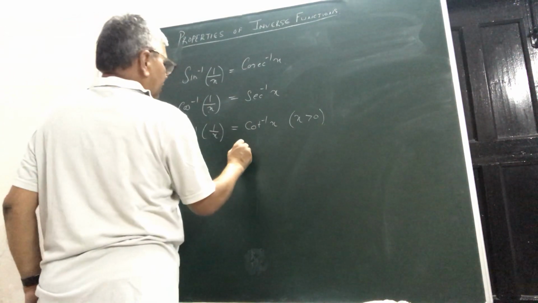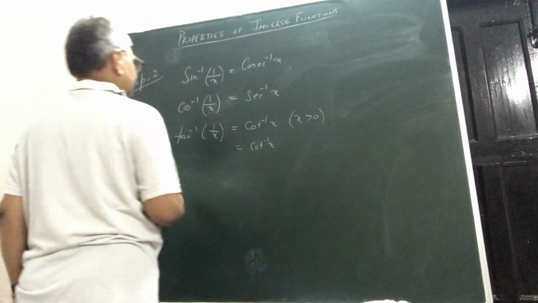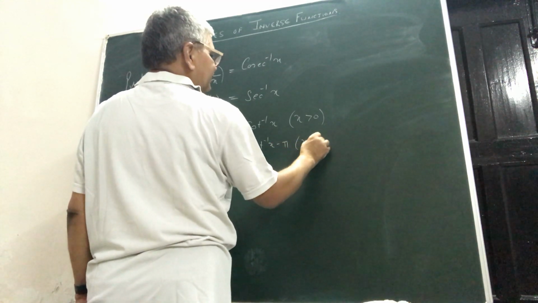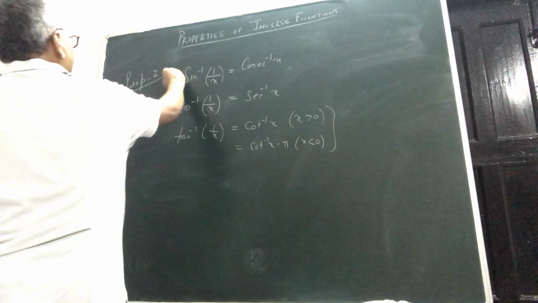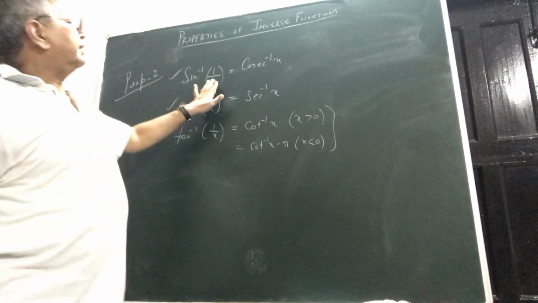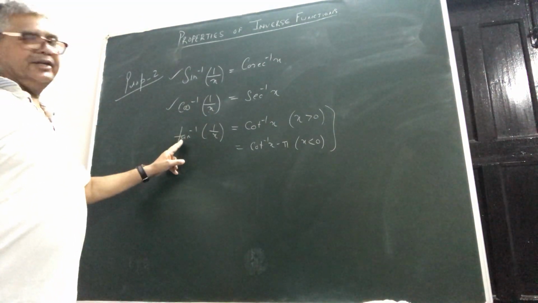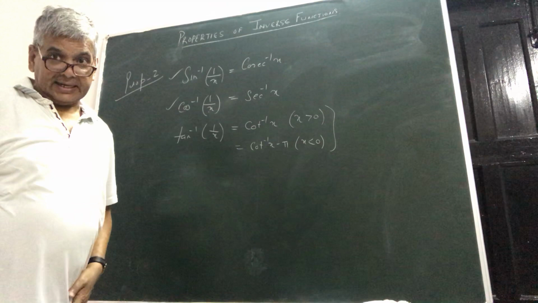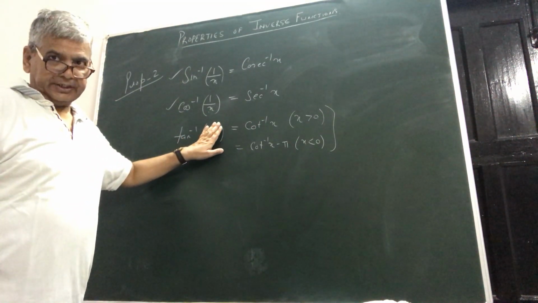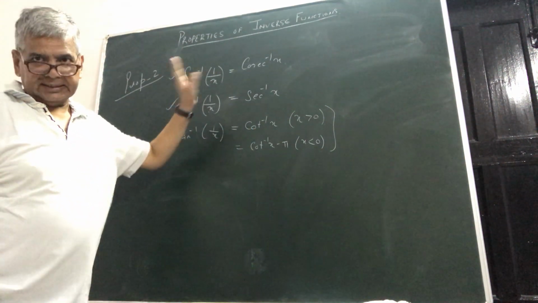And this will be equal to what? This will be equal to cot inverse x minus pi if x is less than 0. Here it is different. The others remain the same throughout their principal branches. But in tan inverse, its principal branch is different, so if 1 upon x is positive, then it is cot inverse x, as in the other cases.